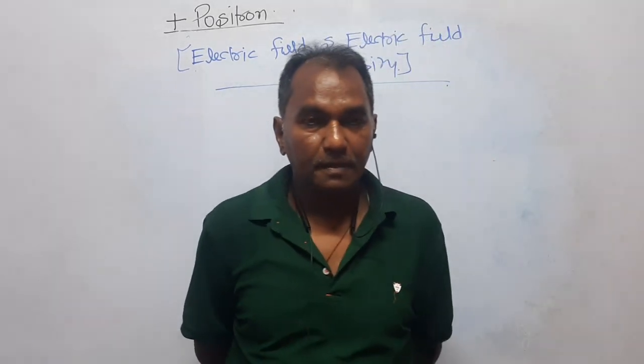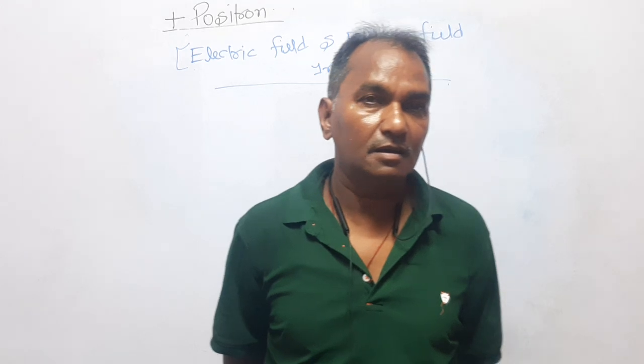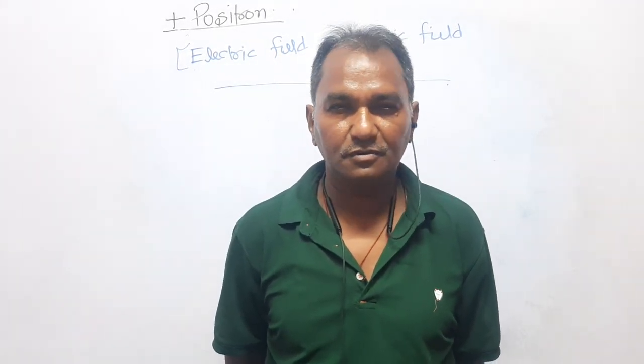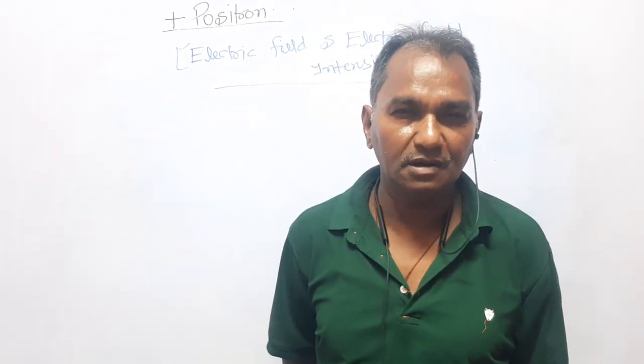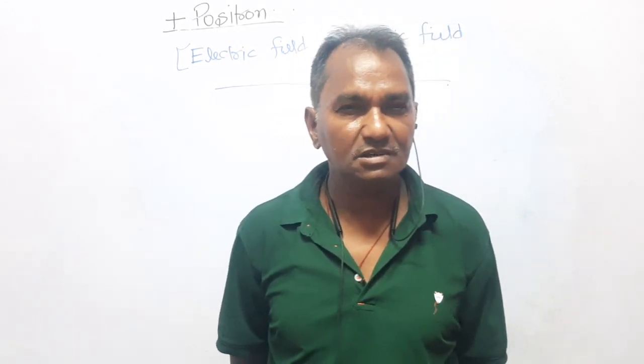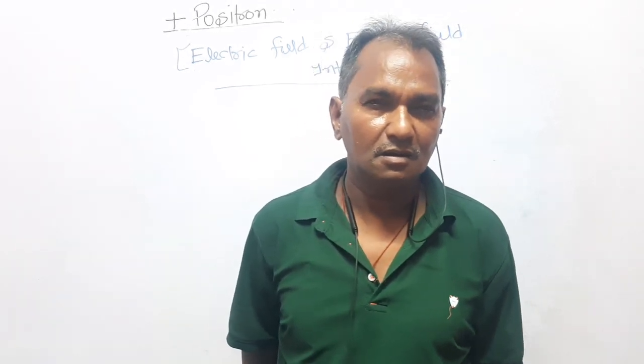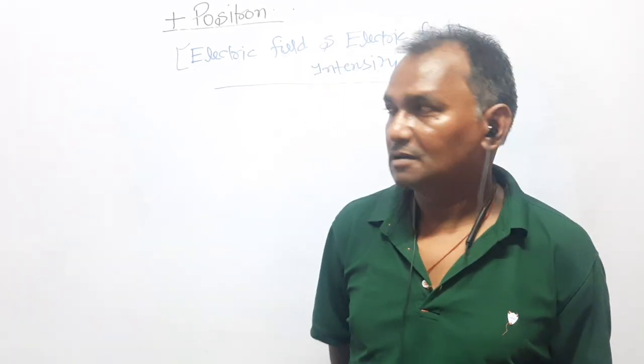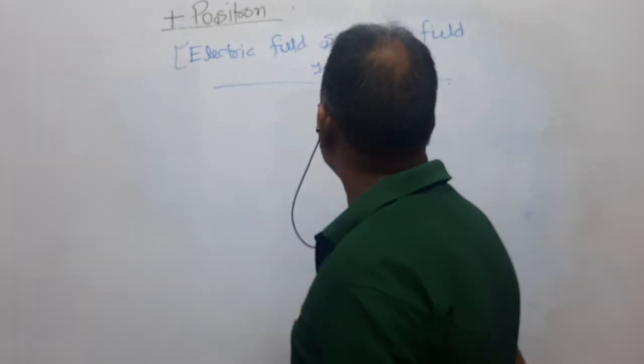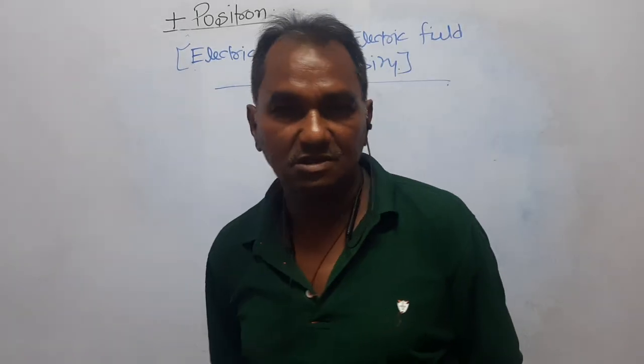This is the first chapter of 12th, you can say, electric field and electric intensity. In my first video, I discussed charge and its properties. In the second video, it was Coulomb's law and the vector form of Coulomb's law. And today's topic is electric field and electric field intensity.